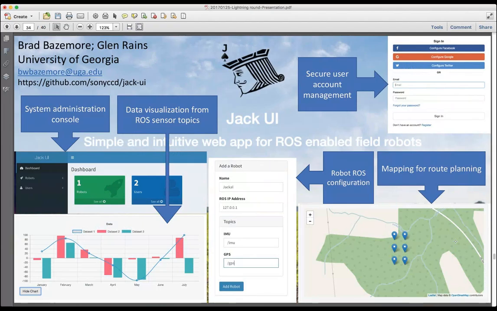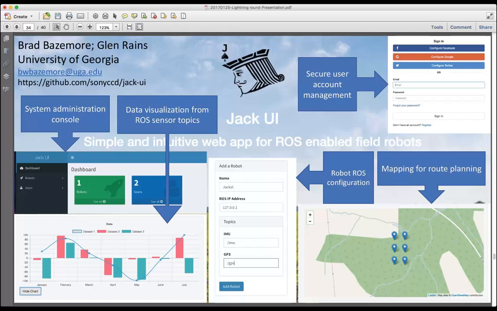Yeah, I'm here. My name's Brad Bazemore. I'm a master's student at the University of Georgia, and I've been developing a user interface for all ROS field robots. That's completely web-based. It runs mobile-friendly and on tablets and everything of the sort. We just started the system right now. We're going to be adding machine learning and data analytics to it so that any data collected through ROS topics is able to be analyzed in real time, as you can see in the bottom left-hand corner.